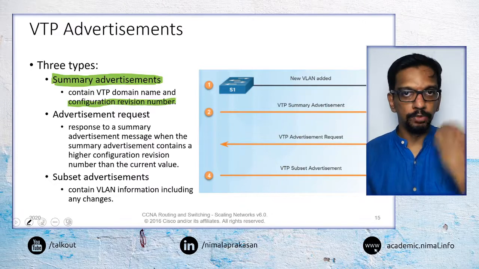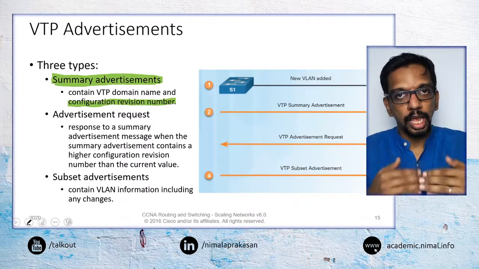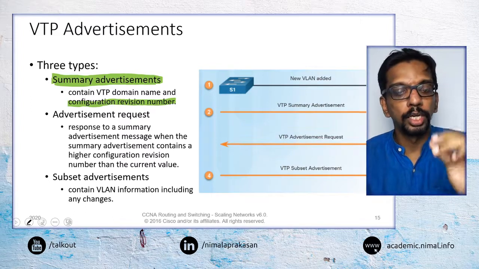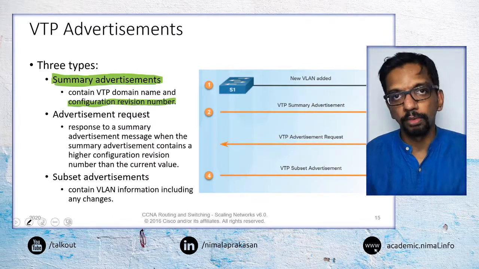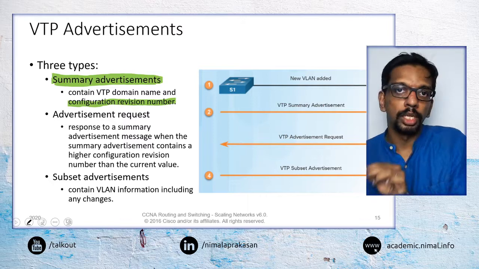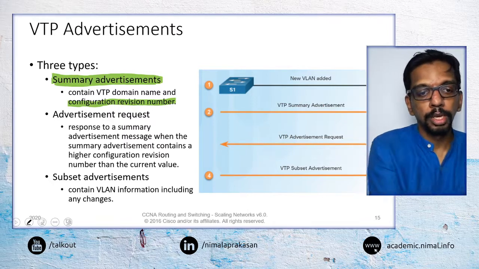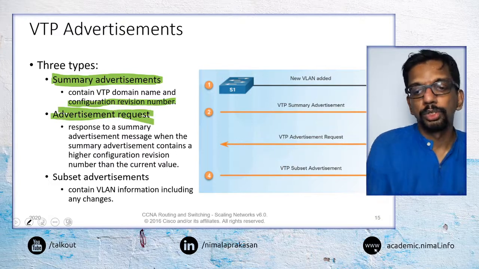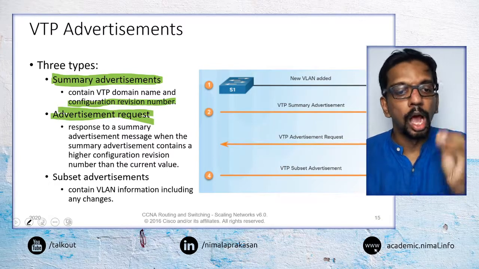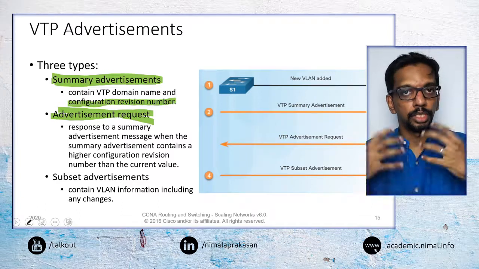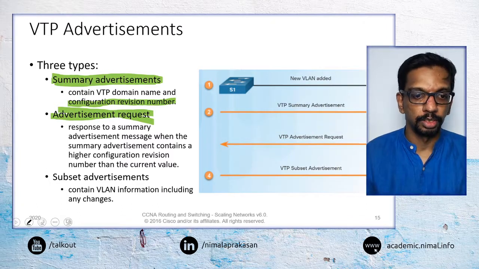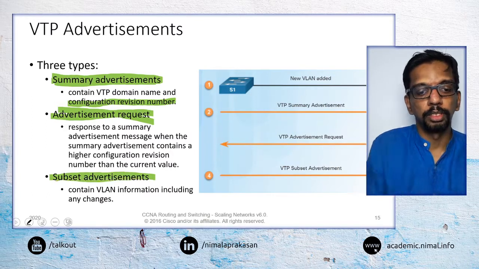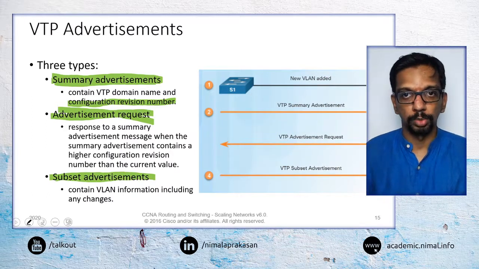So if a receiving switch doesn't have the last update, for example if the last configuration revision number is 35 and this switch has only received 34, it may send what is called an advertisement request. The advertisement request is about asking for more information because it doesn't have that last advertisement. Then it will send what is called the subset advertisement that will contain all the VLAN information.